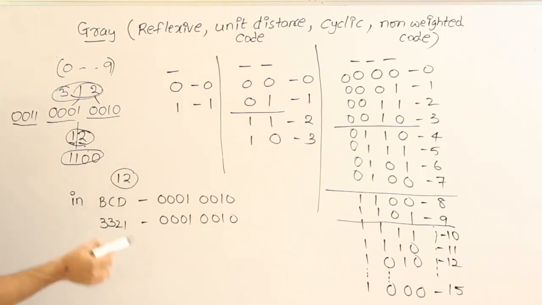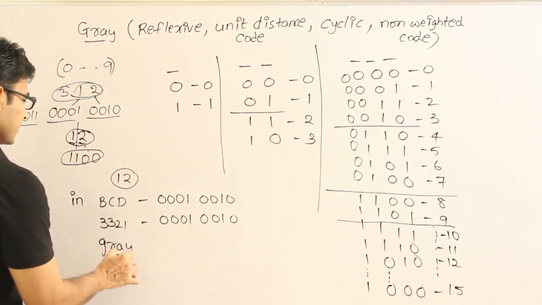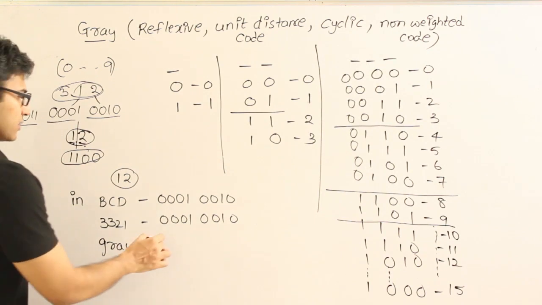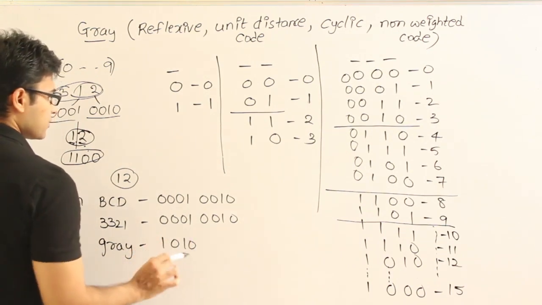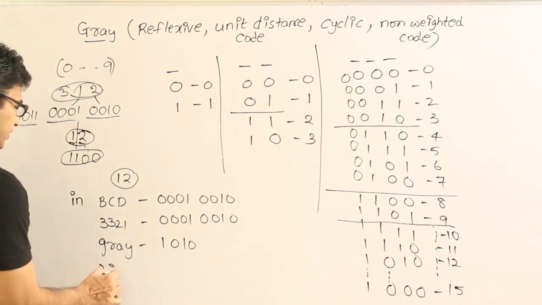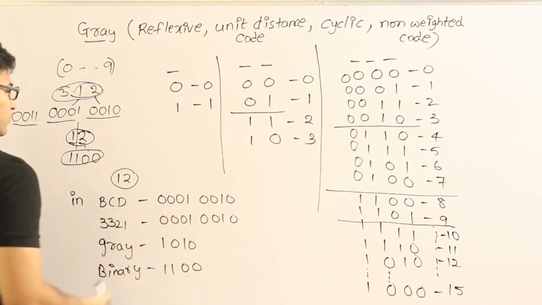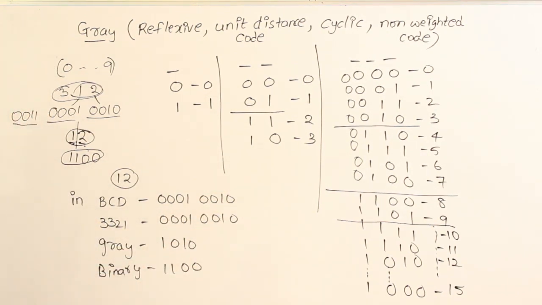And now how to represent 12 in gray code? In gray code, 12 is represented with 1010. That's it, over. You need not have one more combination. How do you represent 12 in binary? 12 in binary is 1100. I hope you are getting the difference between all the representations, right? So that is how we represent them.